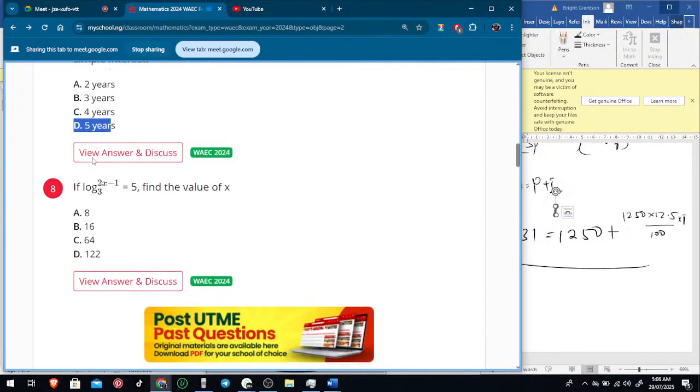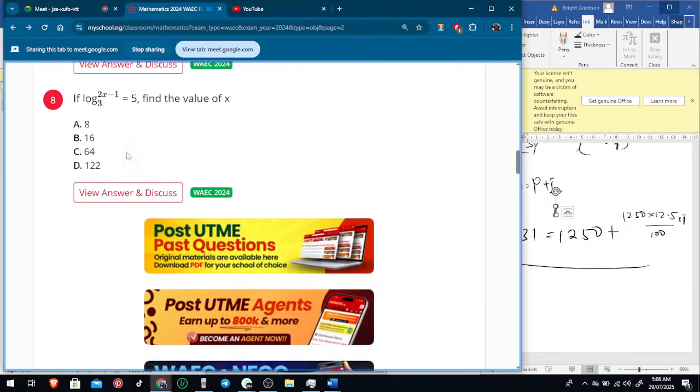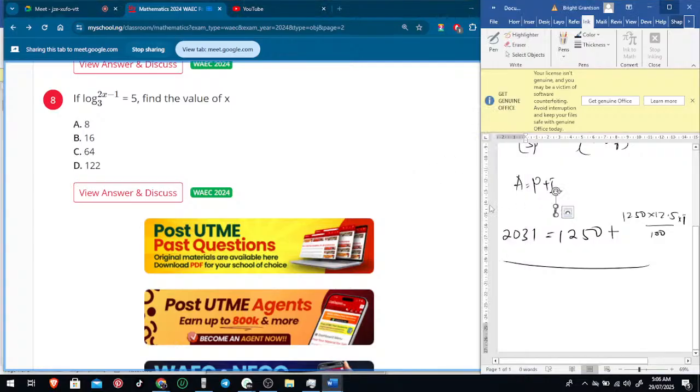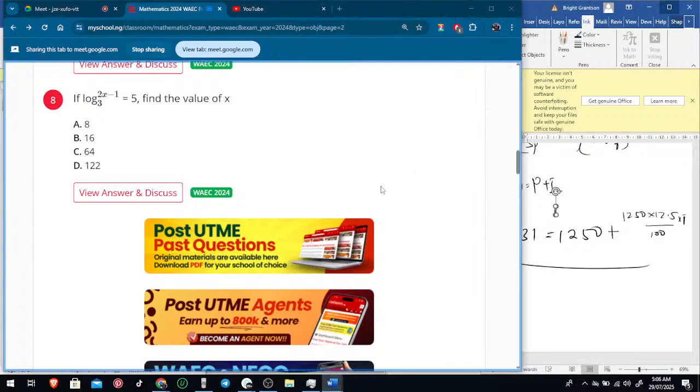Now let's look at number 8. Number 8 uses the same logarithm we used in the other question.